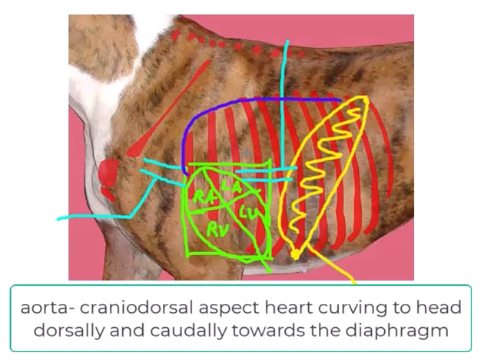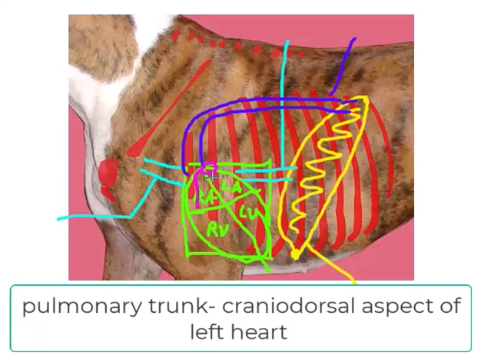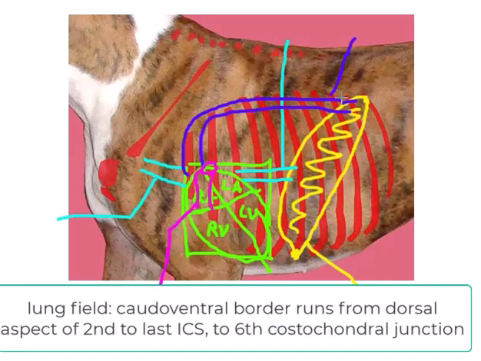We'll draw the aorta coming off the cranial dorsal of the heart and curving to head dorsally and caudally towards the diaphragm. We'll draw the pulmonary trunk basically coming off the cranial dorsal aspect of the left side of the heart.